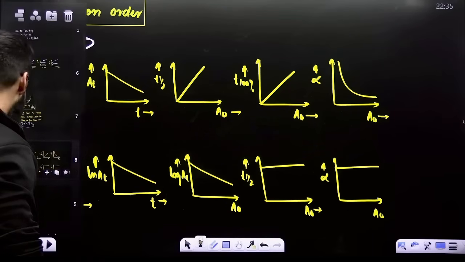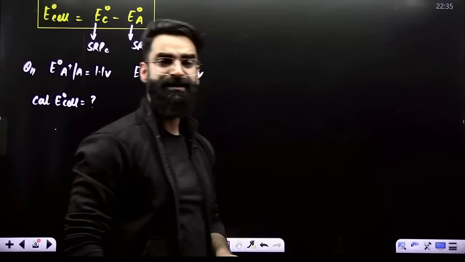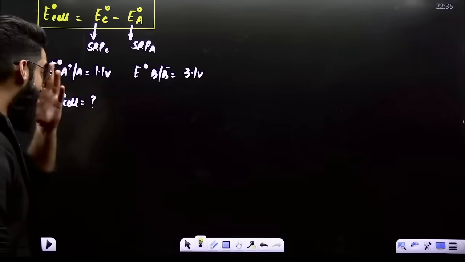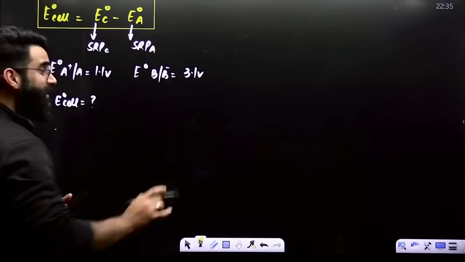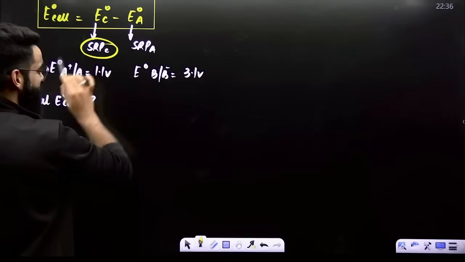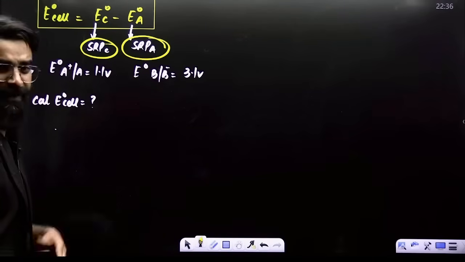One again important part. My dear students, there is again one more important thing which is frequently asked, that is calculation of E0 cell. How do you calculate standard EMF of the cell? And you know, standard EMF of the cell is nothing but it is E0 cathode minus E0 anode. What is E0 cathode? That is SRP, standard reduction potential of cathode, minus standard reduction potential of anode, right?